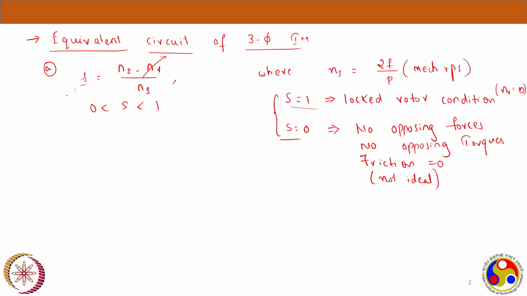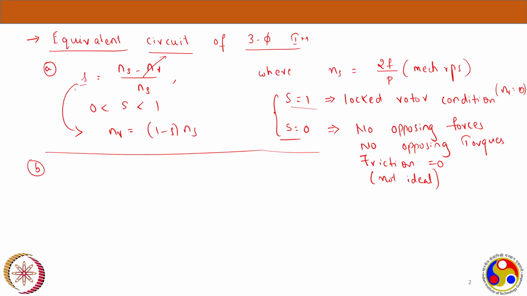Now I can also rewrite this as Nr is equal to (1 minus S) into Ns. So this is one topic which I want to start the discussion with, that will be useful for our further discussions. And the second point is the induced voltage, the induced EMF equation we discussed last week. That is root 2 pi f Kp Kd phi and N turns.